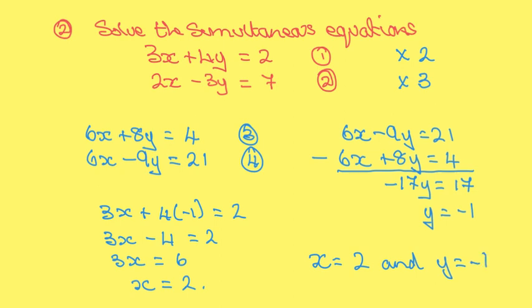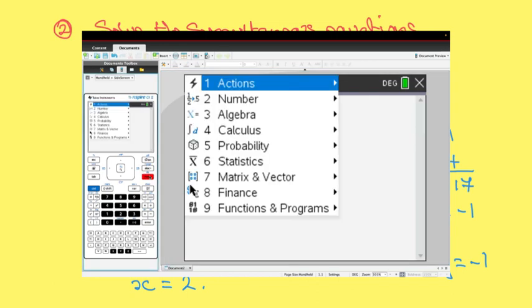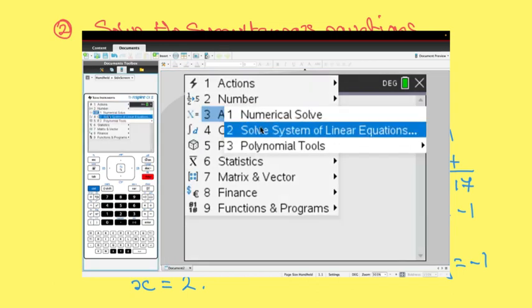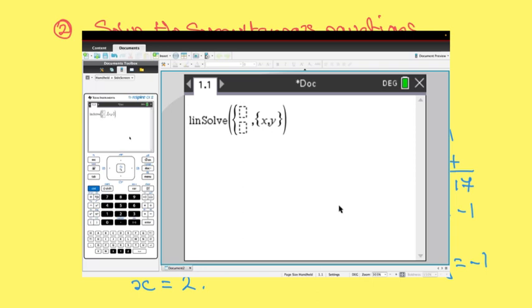You can also use your GDC to solve a system of simultaneous equations. Open your GDC at a calculator page. Go to Menu. We want Algebra. Solve system of linear equations. And we have got 2 equations, so our variables will be x, y. Press OK and you'll get this window.